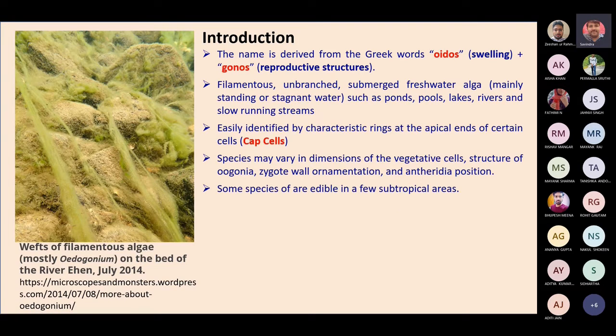Although it's very rare, there are some species which are edible in a few tropical and subtropical areas. Algae can also form conspicuous bloom. I hope you know the meaning of bloom. Do you know the meaning of bloom? Algal bloom. There you can see the luxuriant growth of algae. And Oedogonium can also take part in the formation of that algal bloom.